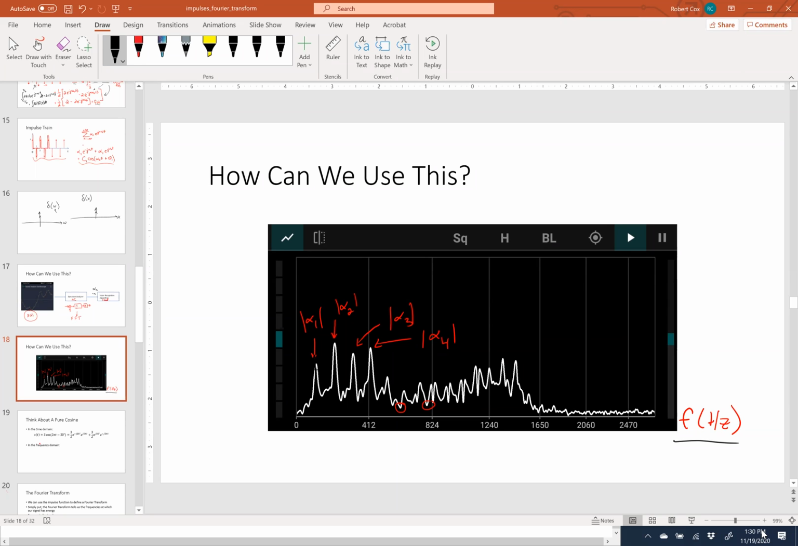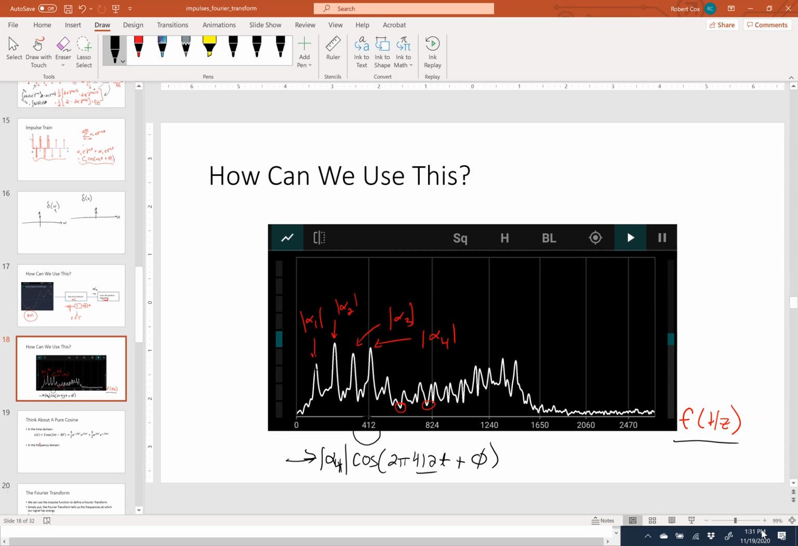One of the frequencies looks like it's right around 412 hertz, which is that number right there. That tells me I've got something with an amplitude alpha 4 cosine of 2 pi 412 t plus some angle. I don't typically care about the angle, but that's what this is telling me: I have something at this frequency, and I have that much of that frequency there.